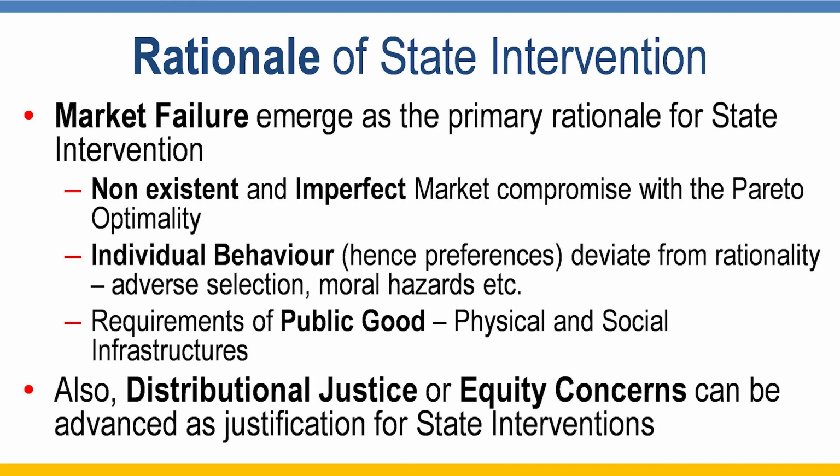Then we have a situation where individual behavior and hence preferences deviate from the usual rationality assumptions. For instance, suppose you have a condition of adverse selection. Adverse selection is a condition where people express their choices for certain things not based on full information. Then there is moral hazard, where you are not behaving rationally because of certain conditions. Free rider, for instance. So these are the situations where individual behavior, preference, or choice can deviate from the rationality assumption.